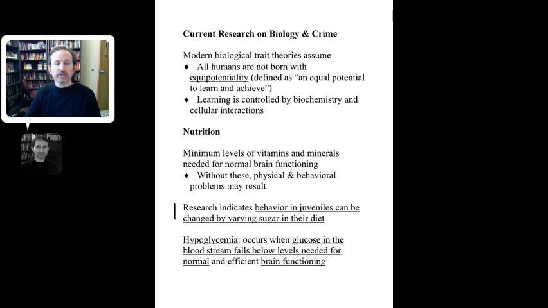Nutrition also involves things like sugar, and there's been research showing that behavior in juveniles can be changed by varying the amount of sugar in their diet. Probably no surprise to any of you who have kids, right? The studies, though, don't just say that an increase in sugar leads to hyperactivity. Actually, there are some studies, and your text mentions this, that say in some cases sugar might have calmed some children, which leads to a very interesting point.